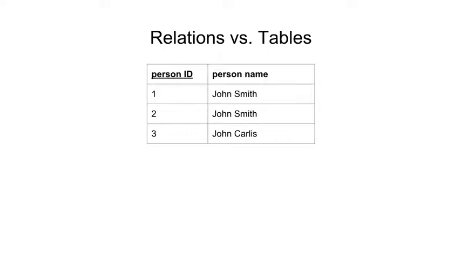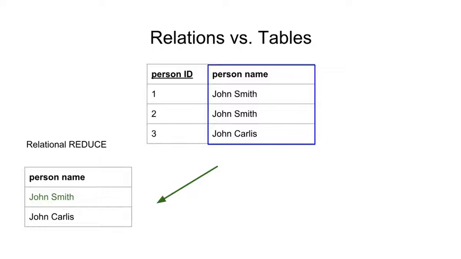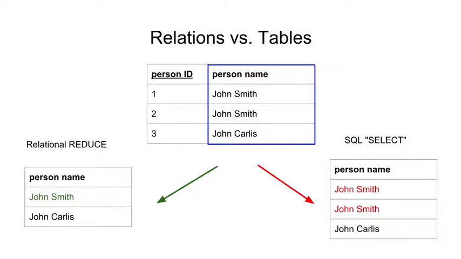Suppose we have 3 people and 2 of them have the same name, John Smith. If we do a relational reduce operation to get the person name, we will get a relation containing 2 unique names. If we do an SQL select, we will get a table with 3 names, including a duplicate, and no way to tell the duplicates apart because the ID column has been removed. SQL does support doing the distinct operation by applying a select distinct clause, but you have to remember to ask for distinct results. In a relational database, there is no way to get duplicates.